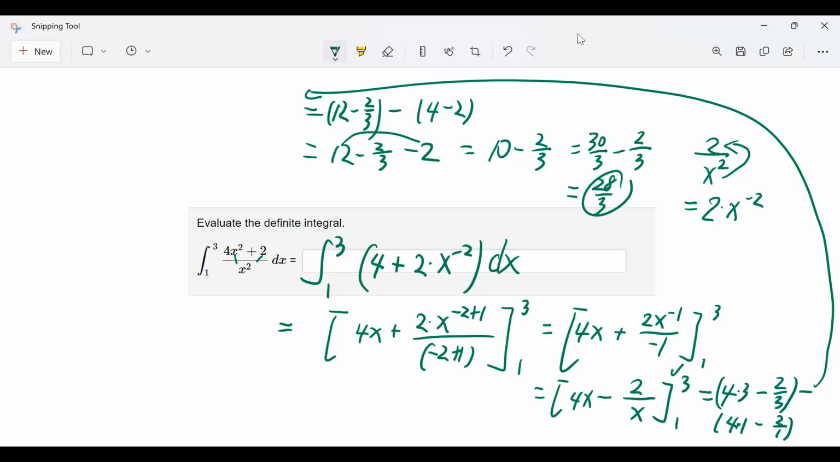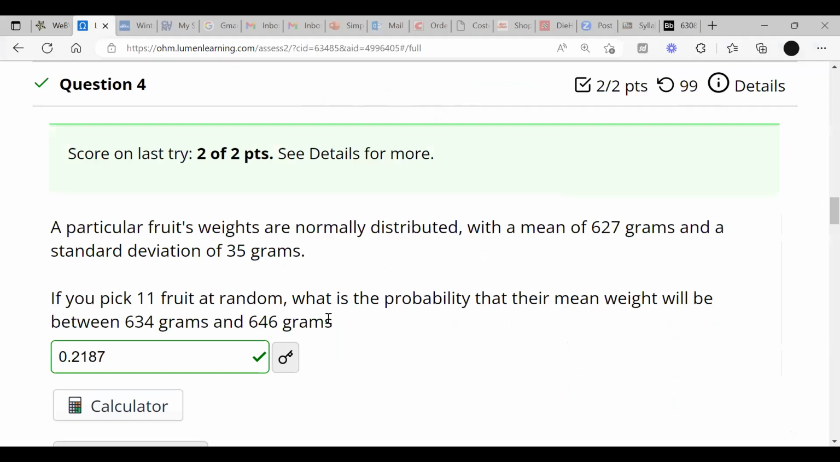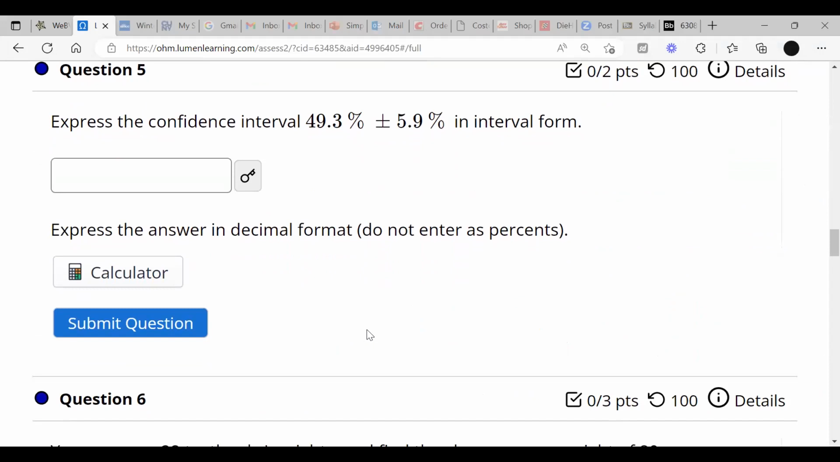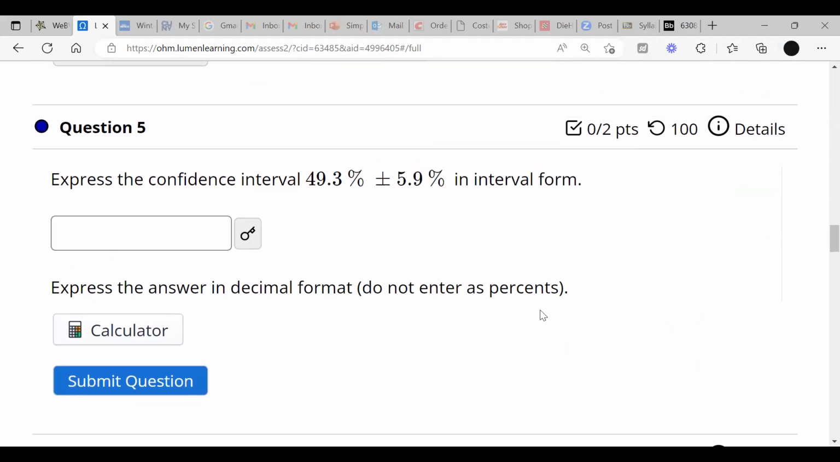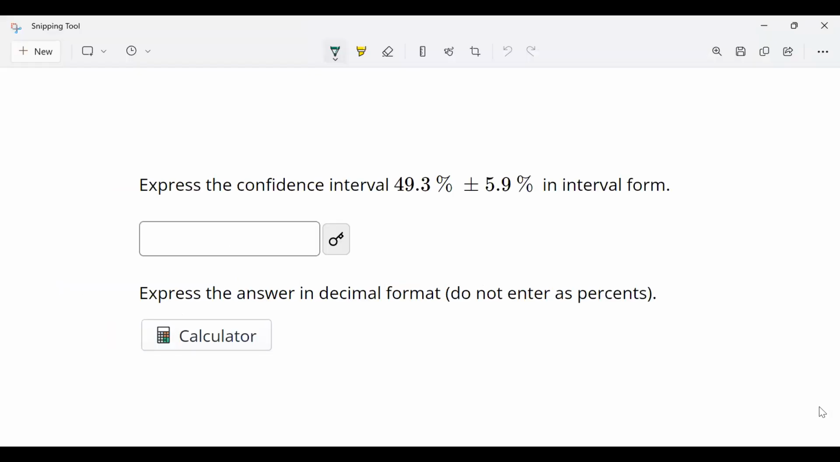So I'm going to answer my student questions right now. Question number 5. So this one is a quick one. We are given the p hat, and we are given the margin of error. They want you to put it in interval form.